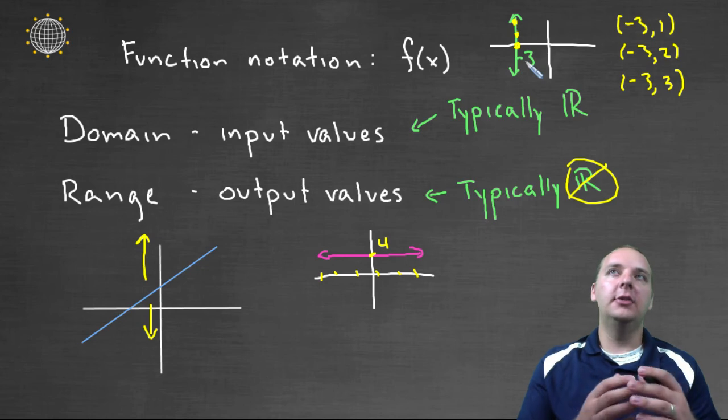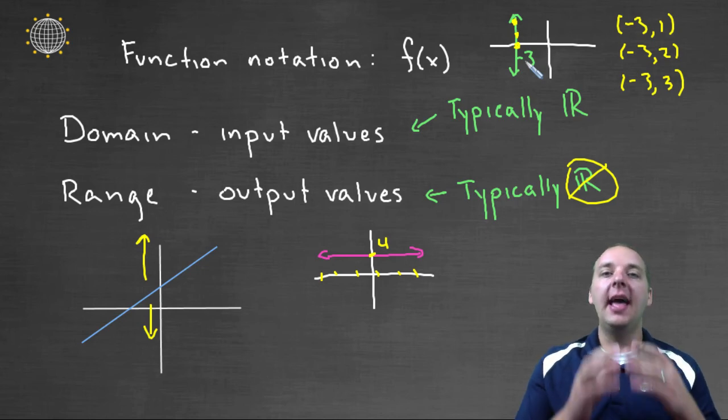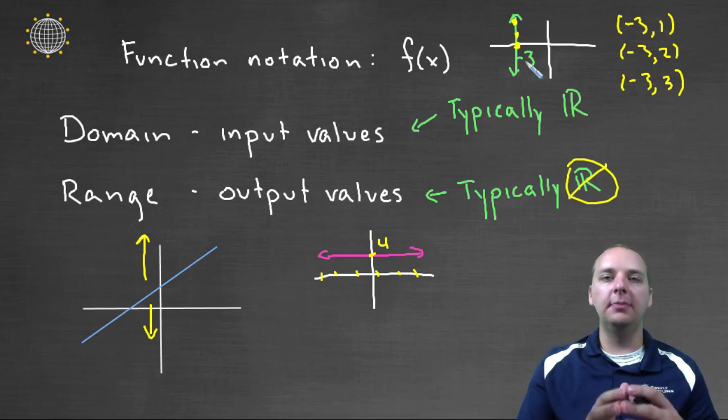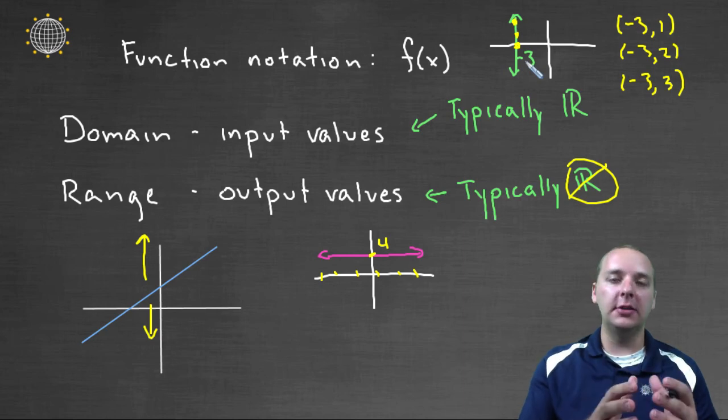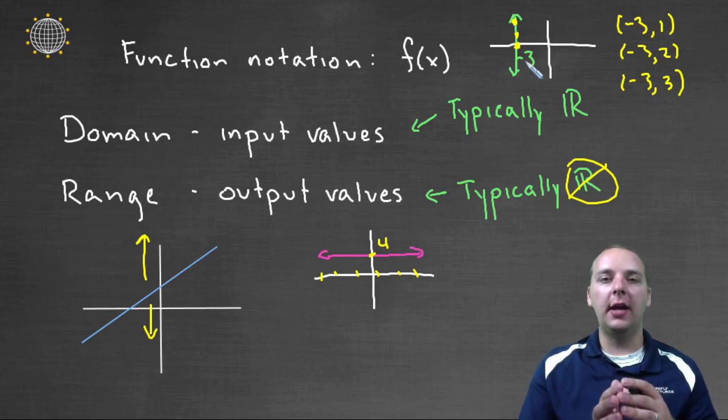So here's I guess a good rule of thumb. Every linear equation is represented by a function except for vertical lines. But as long as it's not vertical, even if it's horizontal, that will be considered a function.